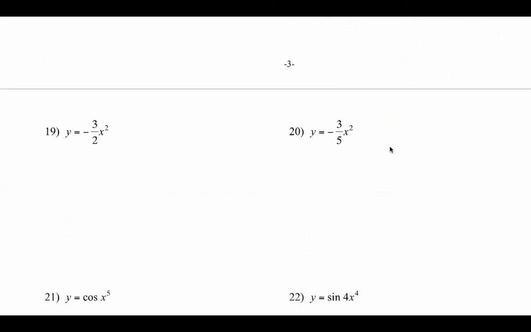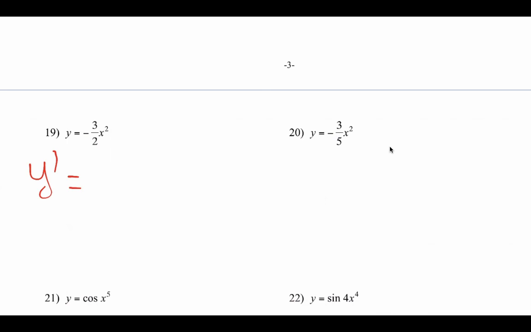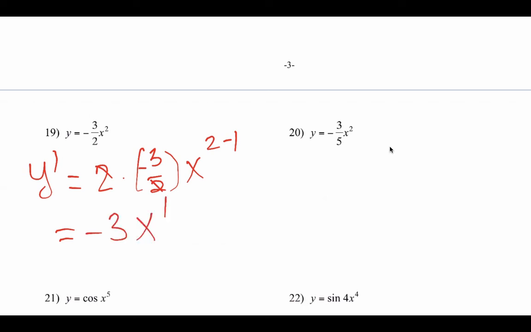Okay, what if you got a fraction as a coefficient? It still works out the same way. Bring the 2 to the front: 3 over 2, x to the 2 minus 1. So the 2 is going to cancel out. There's a negative, so this is negative 3x to the first power, or you can write negative 3x. Same thing, nothing changed. You just take that exponent and multiply with the fraction.